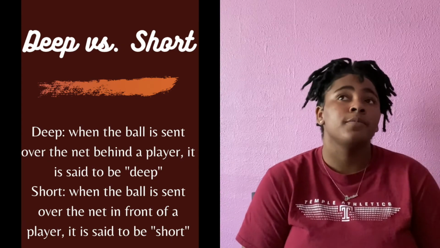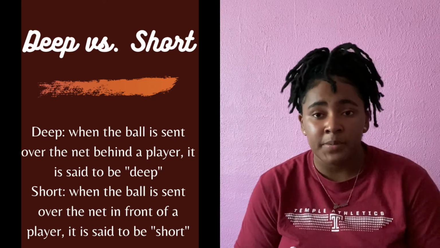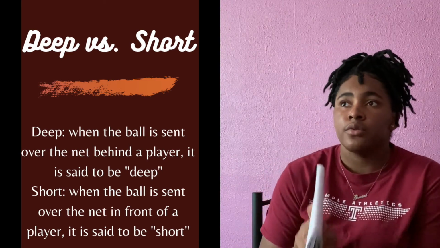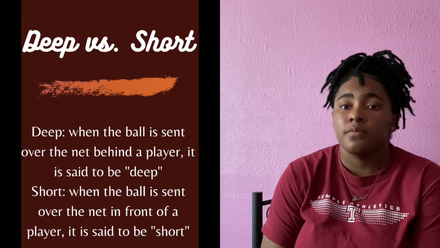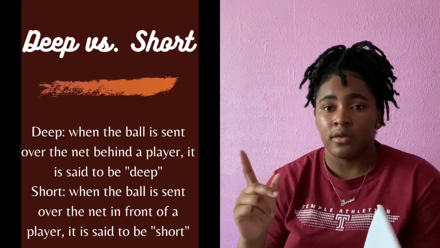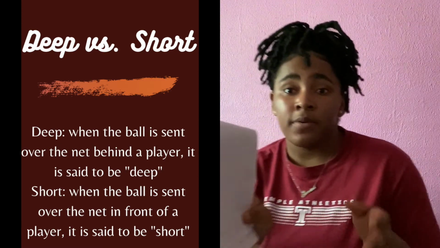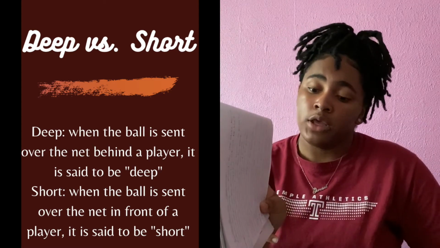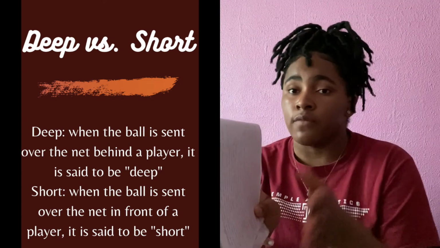Next one is deep. How can I explain this? It's 2 different terms. It's deep and short, right? It's really when you're receiving and when you're serving. Deep is what is usually considered the back row of the court, and short is when it's usually closer to the net, so the front row.